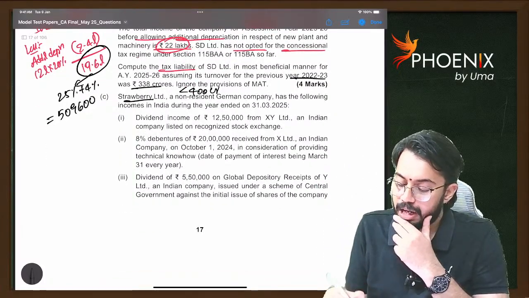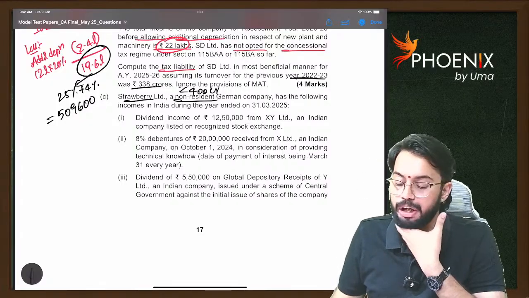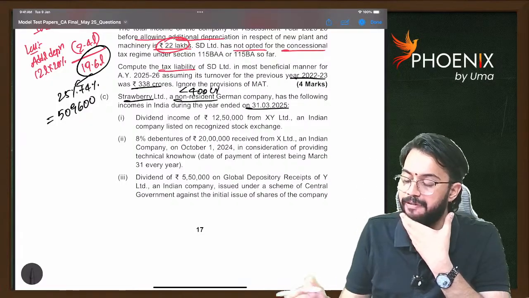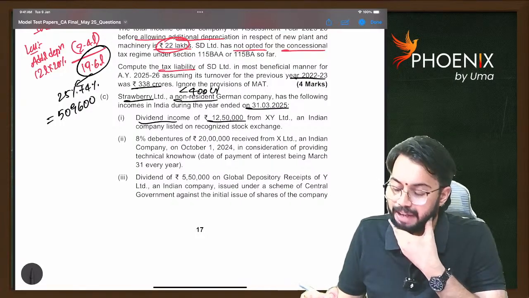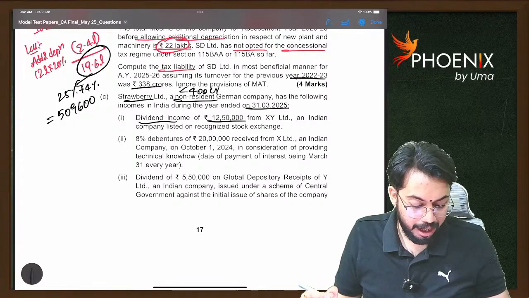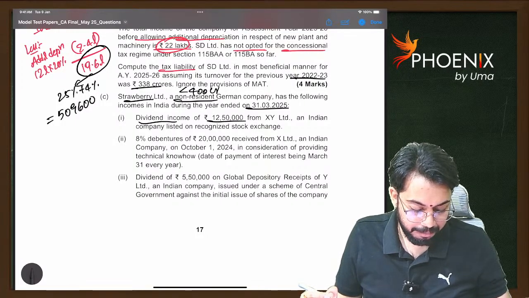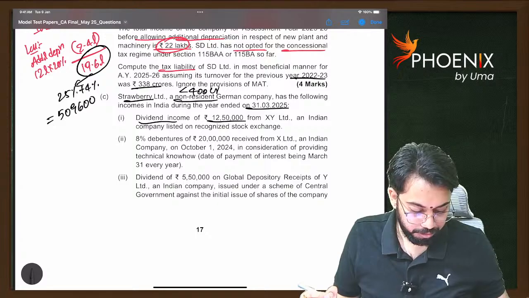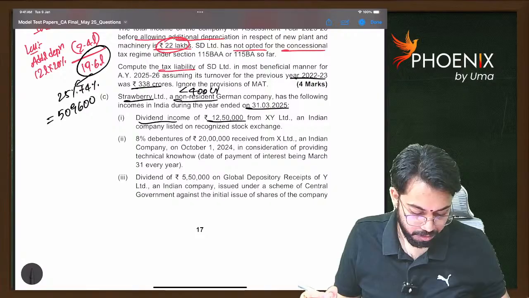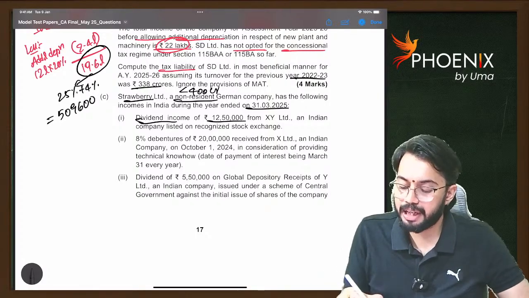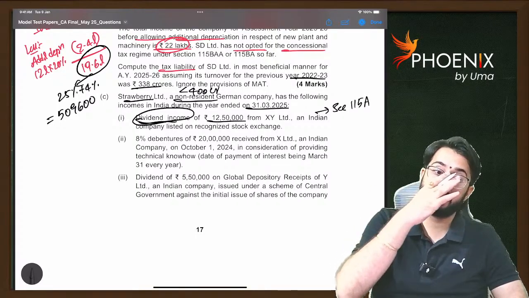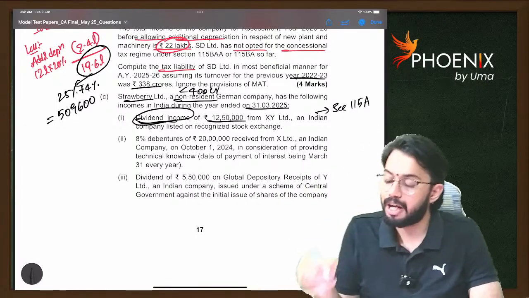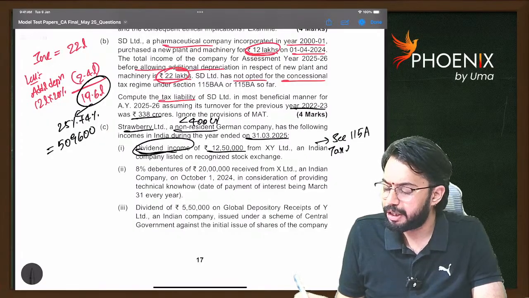Strawberry Limited, a non-resident German company, has the following incomes in India during the year ended 31st March 2025. Dividend income of 12,50,000 from XY Limited, an Indian company listed on a recognized stock exchange. So 12,50,000 is dividend income as per section 115A. We discussed this in NR taxation revision also. On dividend income, the tax rate applicable is 20%.